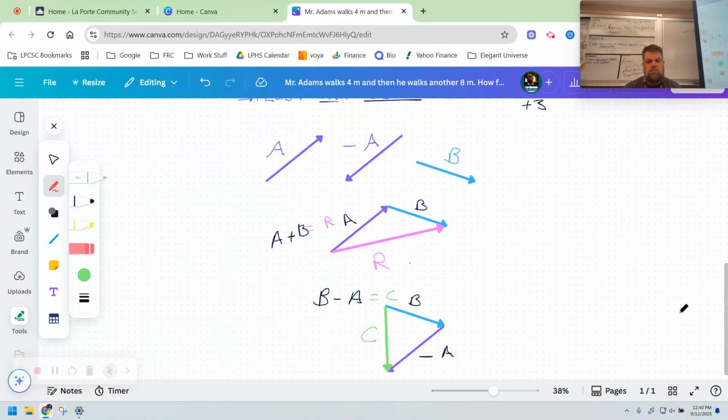There you go. So this is A plus B. This is B minus A. And that's all you need to do your homework. Okay. Does anybody have any questions on this stuff?